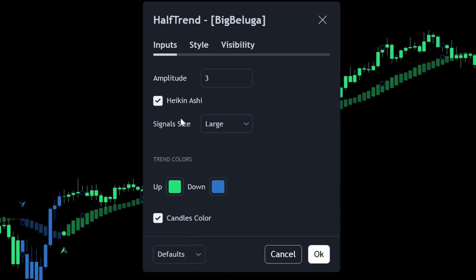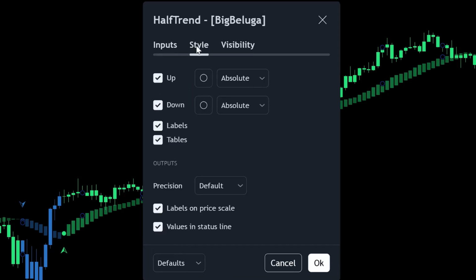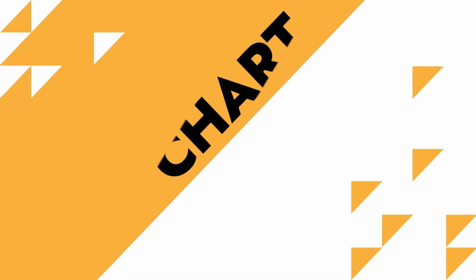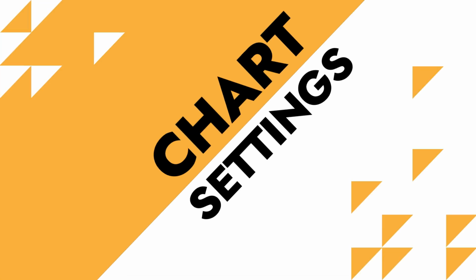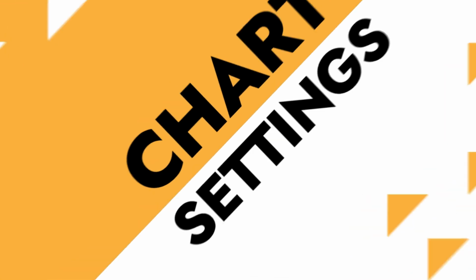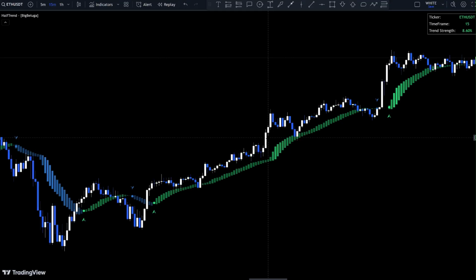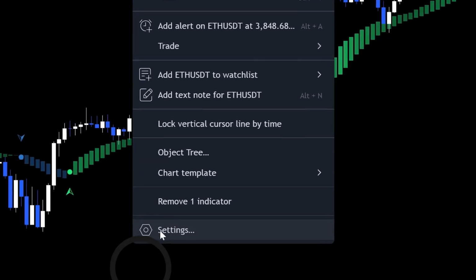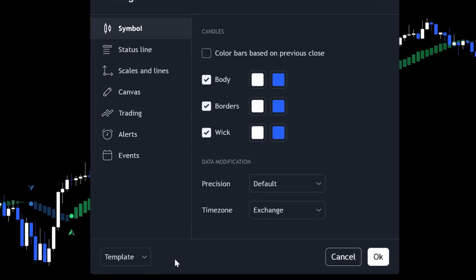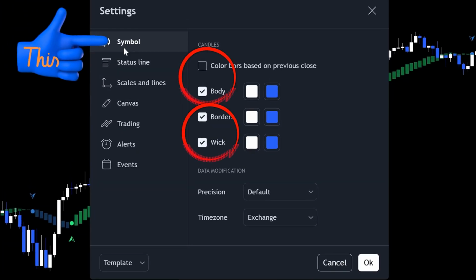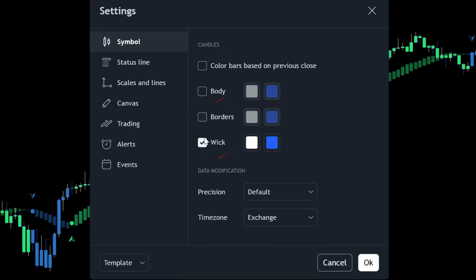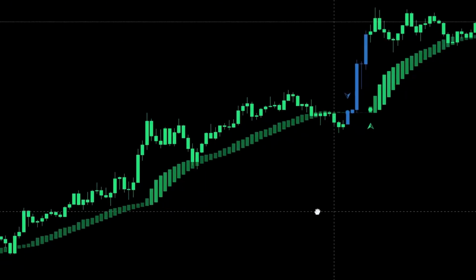In the style section, there's not much to adjust, but feel free to explore the settings and find what works best for you. Now, to ensure the chart displays the color-coded bars provided by the half-trend indicator, we need to make a quick adjustment in the chart settings. So right-click on the chart and select Settings. Then navigate to the Symbol tab and disable all the options, allowing the color candles from the indicator to take center stage. At this point, you might notice that the chart is generating buy and sell signals.